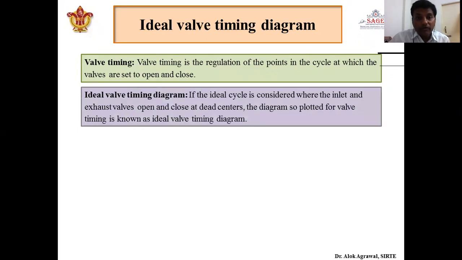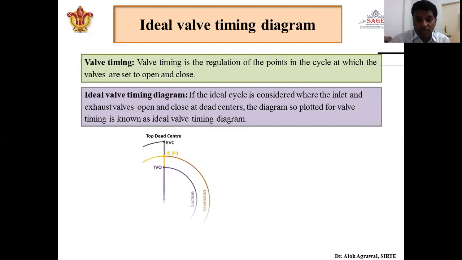Now, ideal valve timing diagram. What is ideal valve timing diagram? The valve timing works according to the ideal cycles that we have seen, that is the Otto cycle and diesel cycle, and the diagram plotted on the basis of the ideal cycle is called the ideal valve timing diagram. It means it is considered that the inlet and exhaust valves are opened or closed at dead centers only. When the piston reaches top dead center or bottom dead center, at that time only the inlet valve is closed or opened, similarly the exhaust valve is closed or opened. The diagram plotted on the basis of that is called the ideal valve timing diagram.